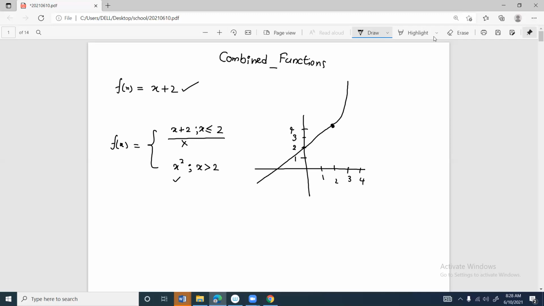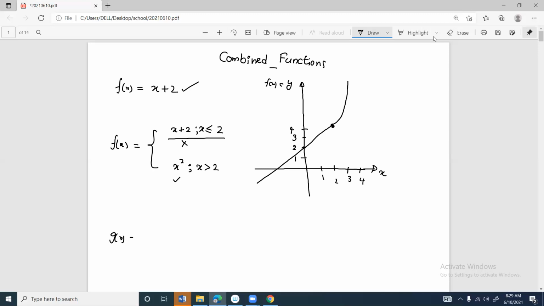So that is what you mean by a combined function, because the function behaves in two or multiple ways in different ranges. You can say x, and this is y. And then you can say f(x) also, just like this. That is the physical meaning of what we call a combined function. We'll go for another function.